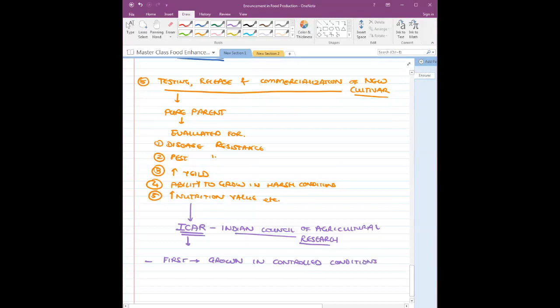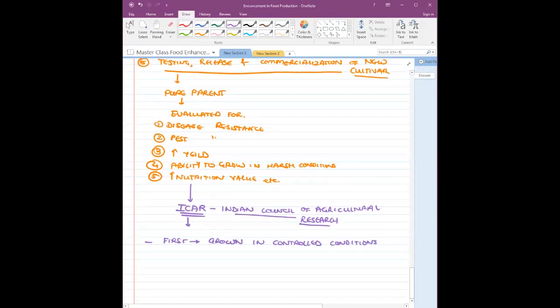Okay, they are all going to be first grown under controlled conditions. Controlled conditions of what? Controlled conditions of your water, your temperature, your fertilizers, your aeration, etc. So all these characters are first going to be seen.